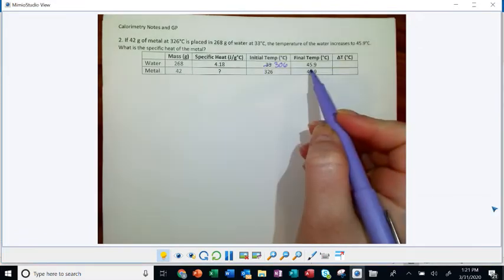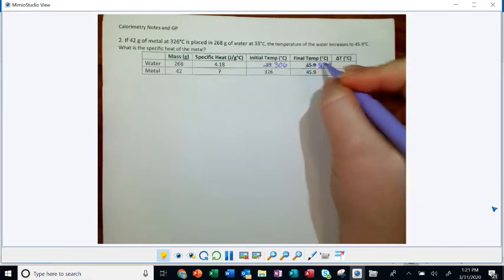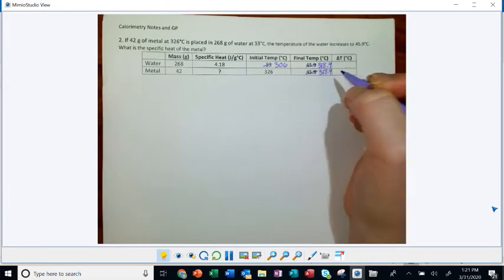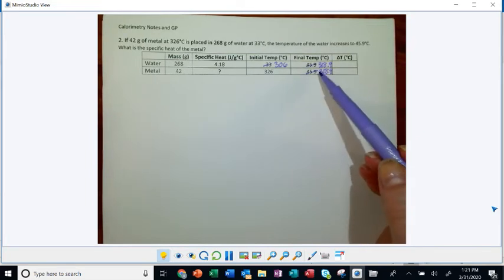And then we're going to do 45.9 plus 273, and you should get 318.9. So that means this one will be 318.9. I'm going to take the time to show you, if you realize the final temperature of the water and the metal are the exact same, that's because we have reached equilibrium. They have to come to the same temperature. Otherwise, heat will continue to transfer until they get to that same temperature.